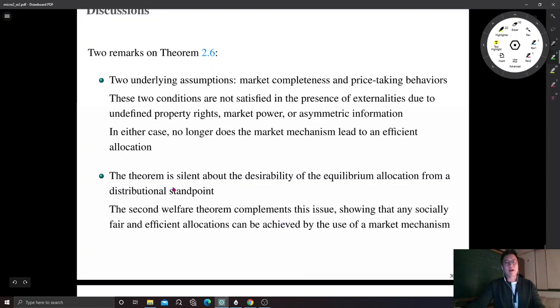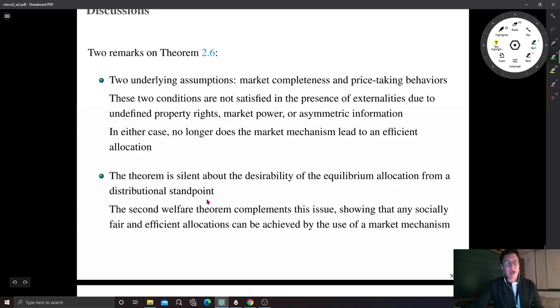The second drawback of this theorem is that it is silent about the desirability of the equilibrium allocation from a distributional standpoint. Pareto efficient allocation means all resources are used in an efficient way, but it's silent about fairness or equality and so on. So Pareto efficiency does not guarantee that it is indeed a socially desirable allocation.